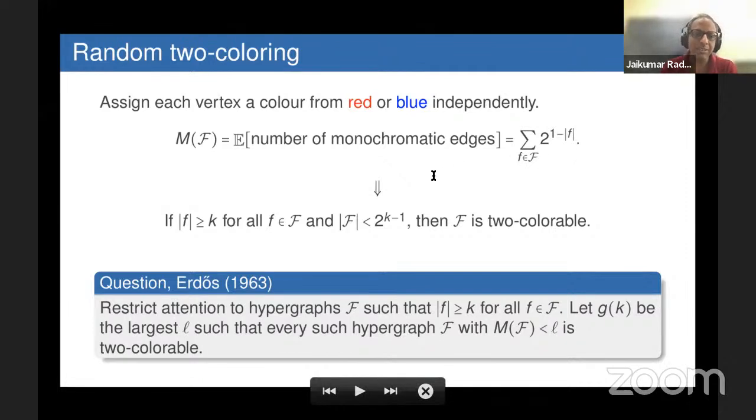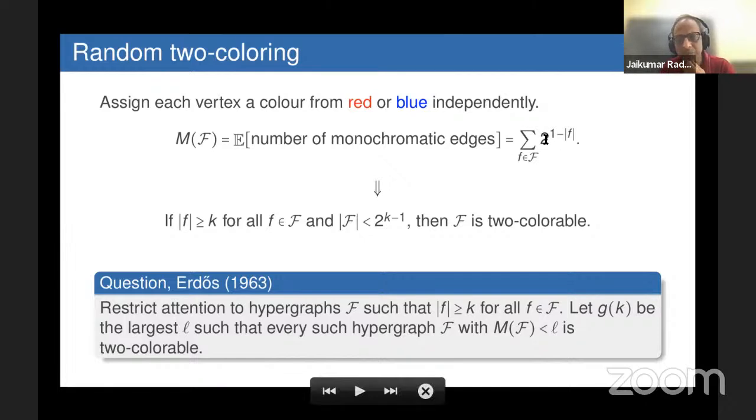Now, this already implies that if all these edges are large, then these probabilities are small. And if the number of terms in the sum is less than 2 to the k minus 1, then F is two-colorable. So if you have few edges, then you can two-color a hypergraph by just randomly assigning colors red and blue to the vertices.